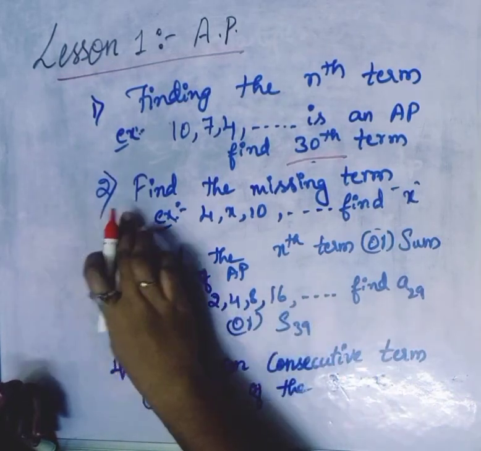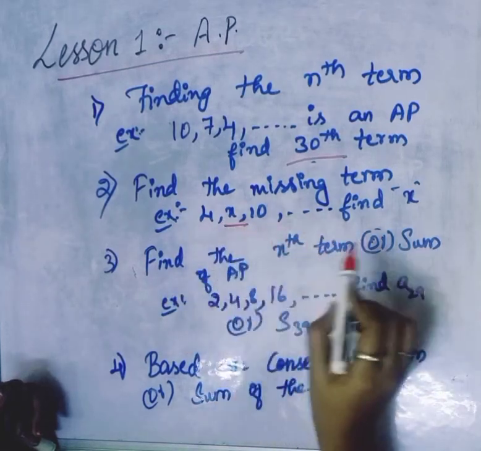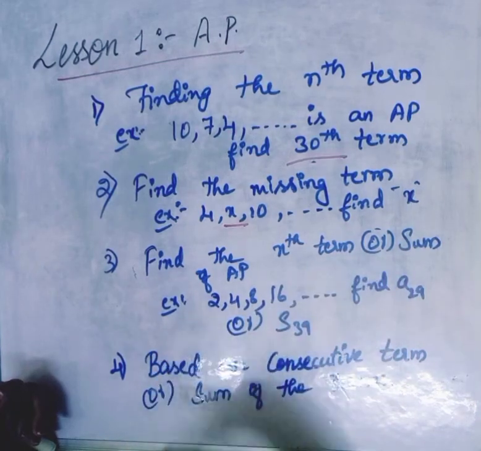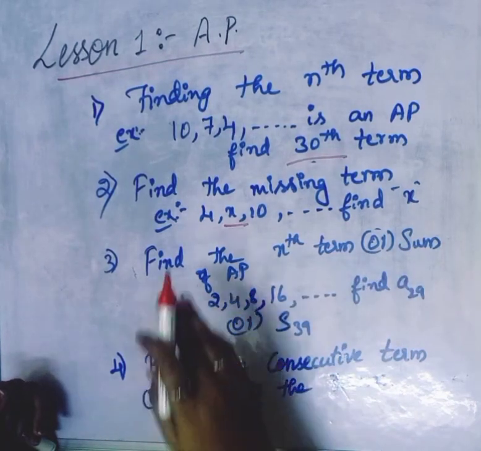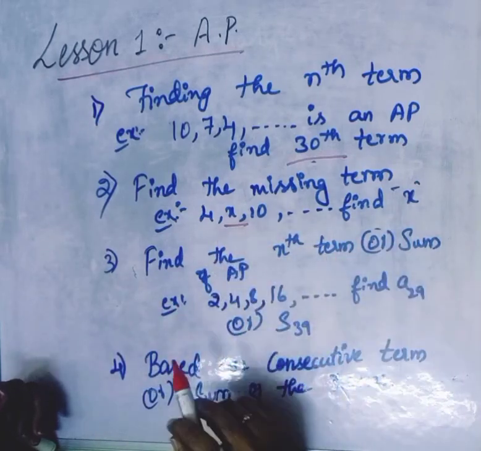The second concept is to find the missing term. For example, you can see 4, x, 10; find the x value. That concept must and should come, because this question appears many times. Otherwise, instead of x they may give A and B in the middle, or two terms may be missing.